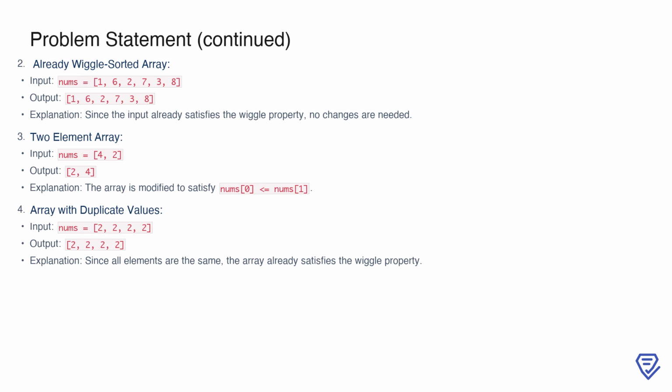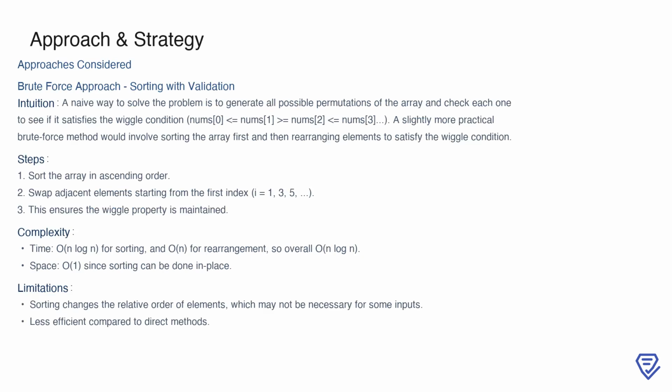These examples and constraints illustrate the flexibility of the problem and the importance of handling all edge cases correctly. To tackle the wiggle sort problem, one approach we can consider is using a brute force strategy. The intuition here is straightforward but computationally expensive. If we were to generate all possible permutations of the array, we could check each one to see if it meets the wiggle condition, that is, the elements alternate in their comparison, such as nums[0] <= nums[1] >= nums[2] <= nums[3], and so on.